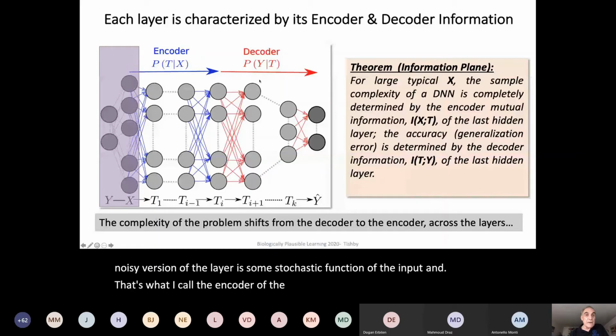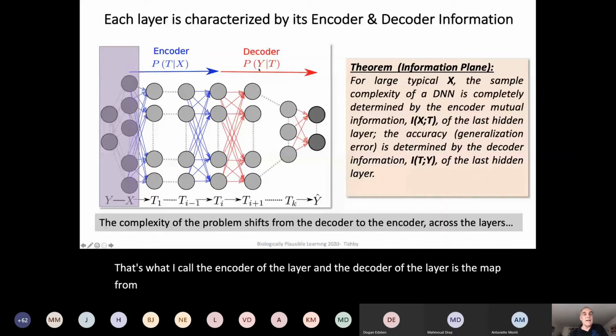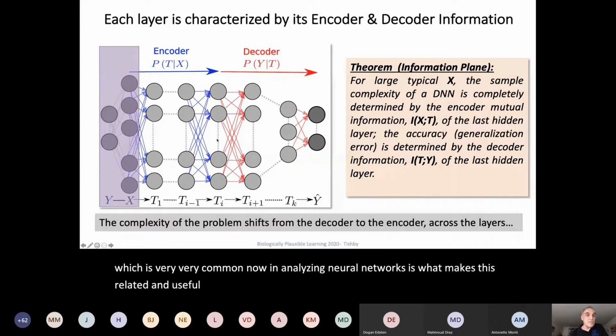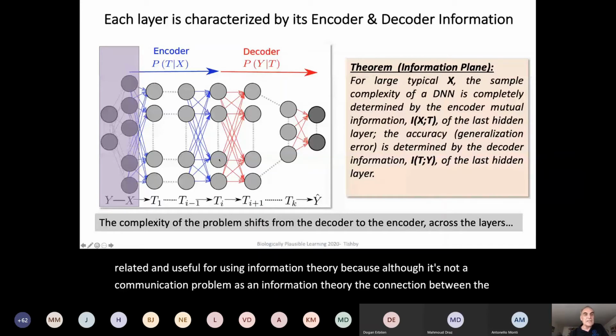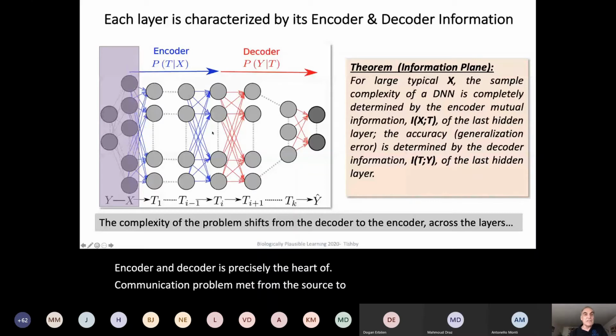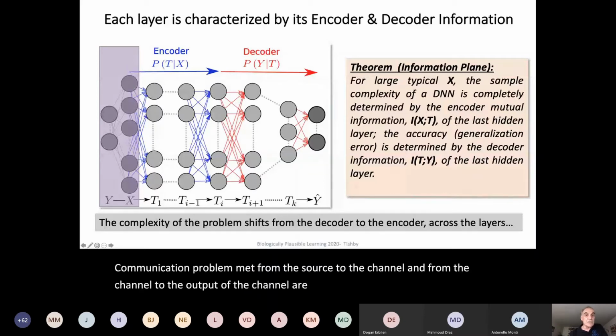And the decoder of the layer is the map from the layer to the desired label. And essentially this encoder-decoder picture, which is very common now in analyzing neural networks, is what makes this related and useful for using information theory, because although it's not a communication problem as in information theory, the connection between the encoder and the decoder is precisely the heart of the communication problem. The map from the source to the channel and from the channel to the output of the channel are precisely related to this encoder-decoder problem.